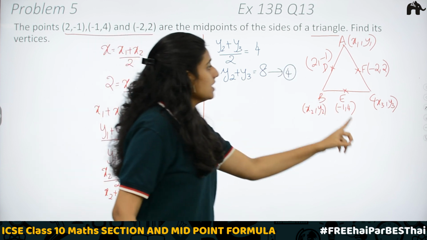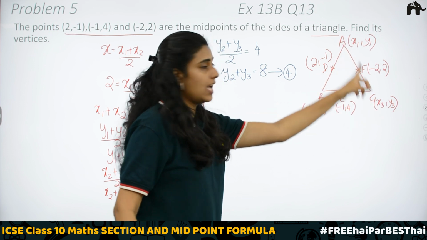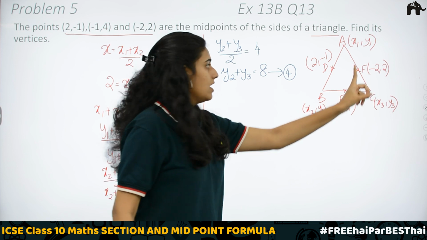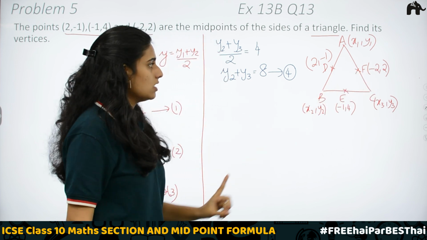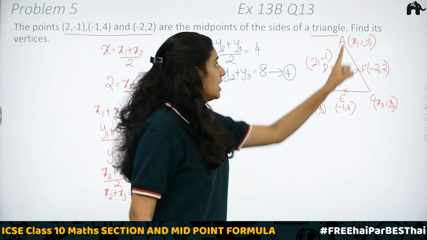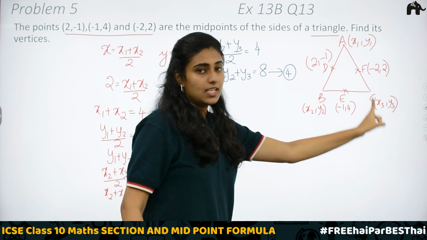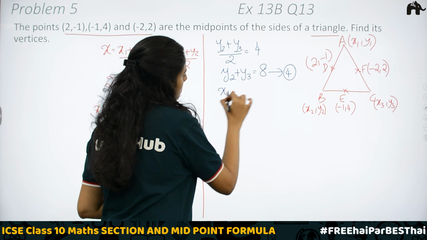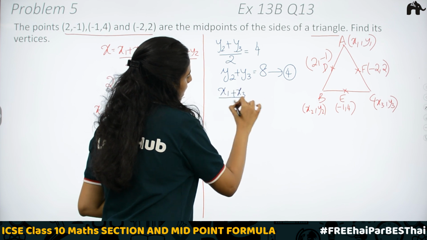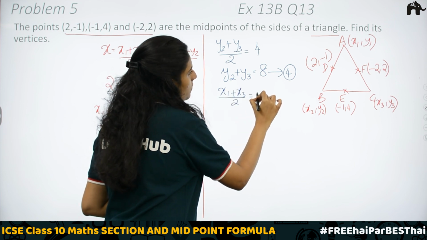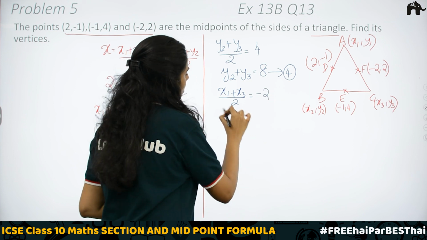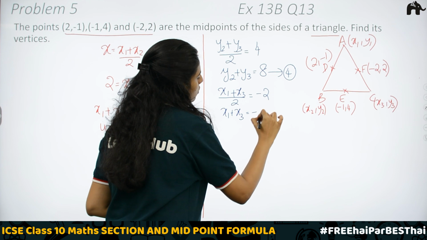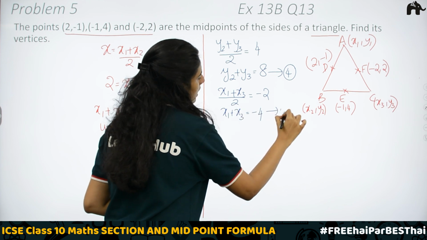Then, next, consider AC, line AC joining points A and C. The midpoint is F and the x coordinate here is minus 2. How is minus 2 obtained? (x1 plus x3) divided by 2 is equal to minus 2, or x1 plus x3 is equal to minus 2 into 2, which is minus 4. This is equation 5.